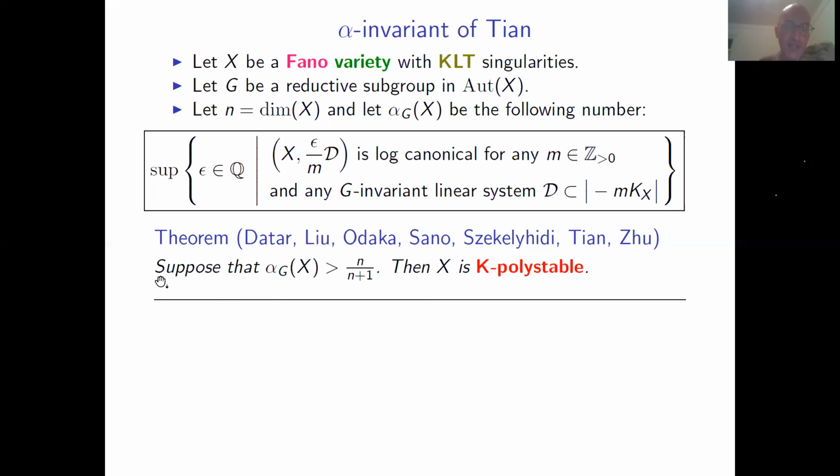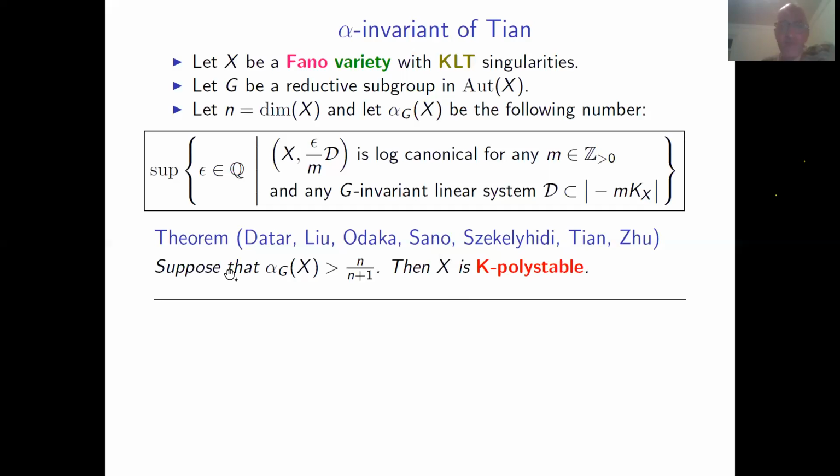So basically, if the G-invariant alpha invariant is bigger than n over n plus 1, then X is K-polystable. If X is smooth, this condition implies existence of a Kähler-Einstein metric, and this implies K-polystability by the Yau-Tian-Donaldson conjecture. But in algebraic settings it's much more subtle, because if your variety is singular, this condition by a result of Odaka and Sano implies G-equivariant K-polystability. And recent results show that G-equivariant K-polystability is equivalent to usual K-polystability. So we have this theorem.